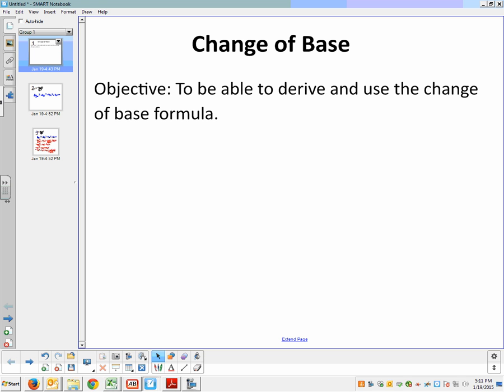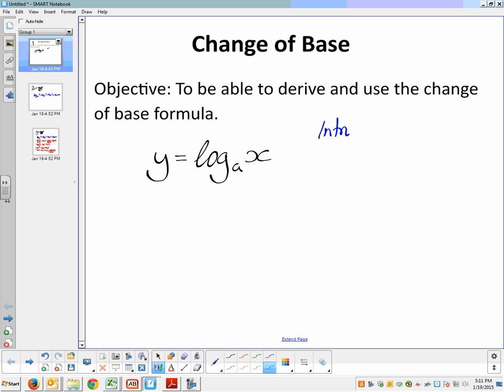So I'm going to talk to you about the change of base formula for dealing with situations where you've got logarithms written in more than one base. Let's suppose that you've got a number, we'll call it y, and that's written as a logarithm in base a. What I want to do is introduce a different base, log base b.